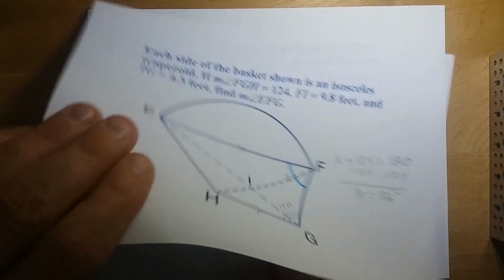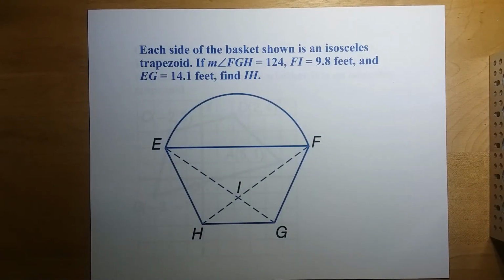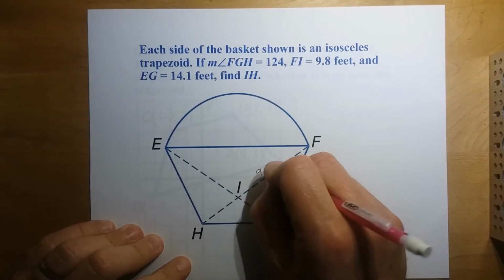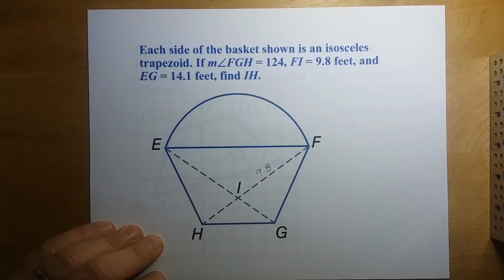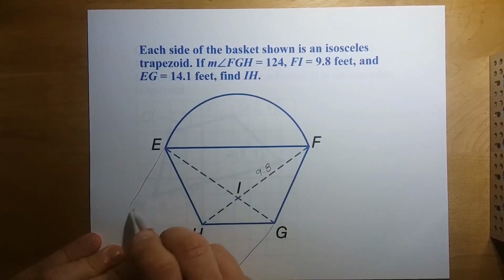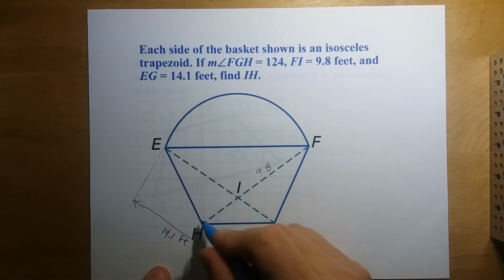Okay. All right. Let's take another look at the diagonals here. In this isosceles trapezoid, they're telling us that FI is 9.8 feet and EG is 14.1 feet. So I'm going to just draw this here so that we can see that this whole diagonal here is 14.1 feet. Could we find IH? Looking for this segment right here.